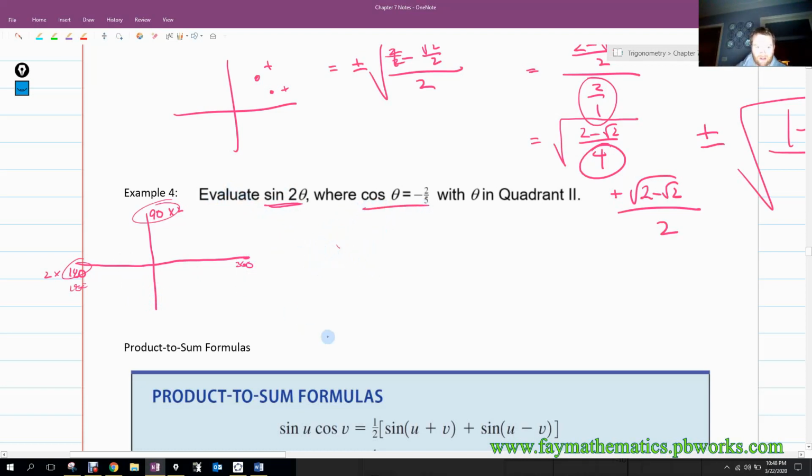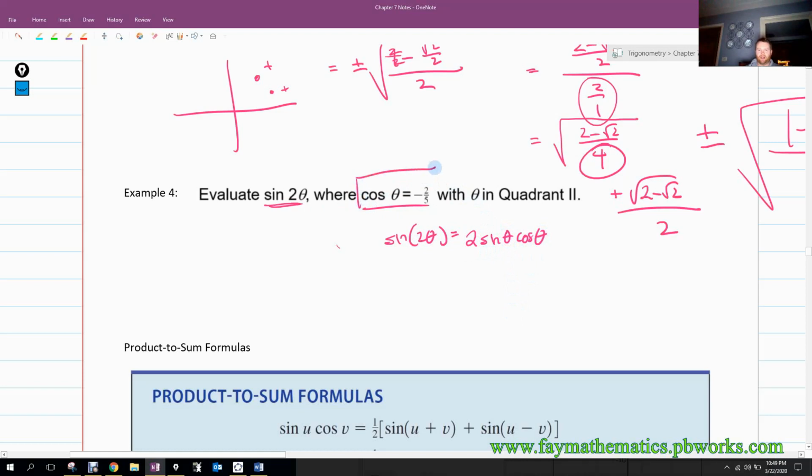Okay, so they're giving us the cosine of theta, and we're being asked for the sine of 2 theta, and we're trying to evaluate that. Well, I don't even know what theta is, so what we're going to try to do is rewrite this. So sine 2 theta, using my double angle formula, is this. And the reason we're using my double angle formula is because right here it tells me what cosine of theta is. It tells me exactly what that is right there. But I don't know what this is.